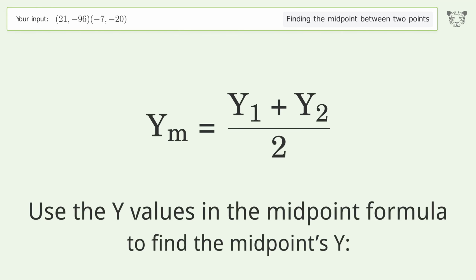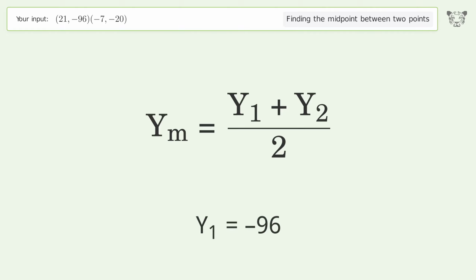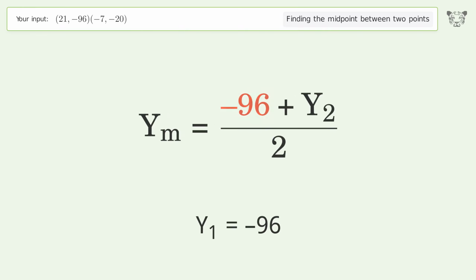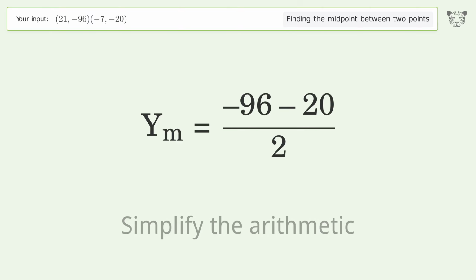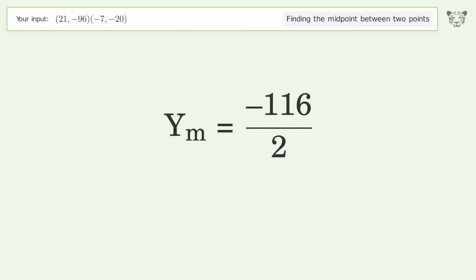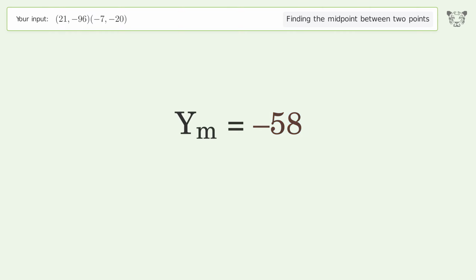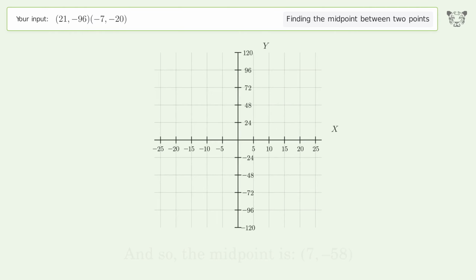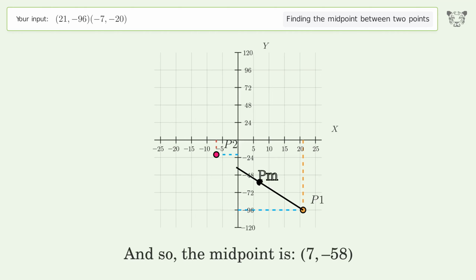Use the y values in the midpoint formula to find the midpoint's y. y1 equals -96. y2 equals -20. Simplify the arithmetic. And so, the midpoint is 7, -58.